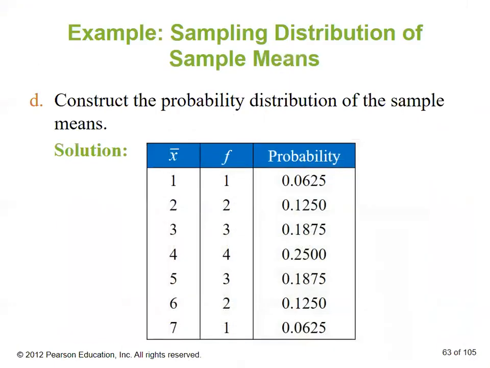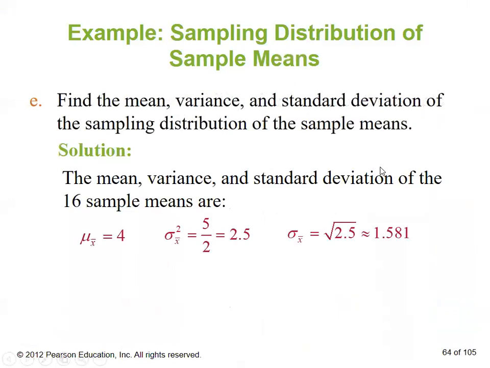Then let me show you something. This is using the shortcut, okay? We did it by hand, but did we just find that 2.5 was the variance using our formulas and taking every one of those sample means and the probabilities and putting them in the calculator? Yes, and the square root of 2.5 was 1.581, okay?